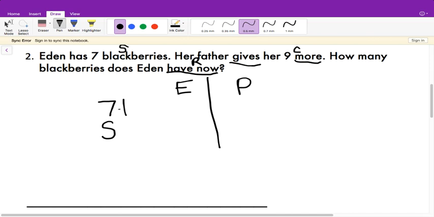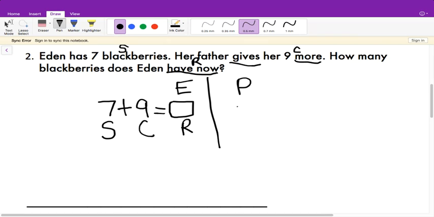That's right, it's an addition problem. So we need to do 7 plus, and it gives her 9 more. So I'm going to add 9 for the change, and it equals box because we are trying to figure out what the result is.